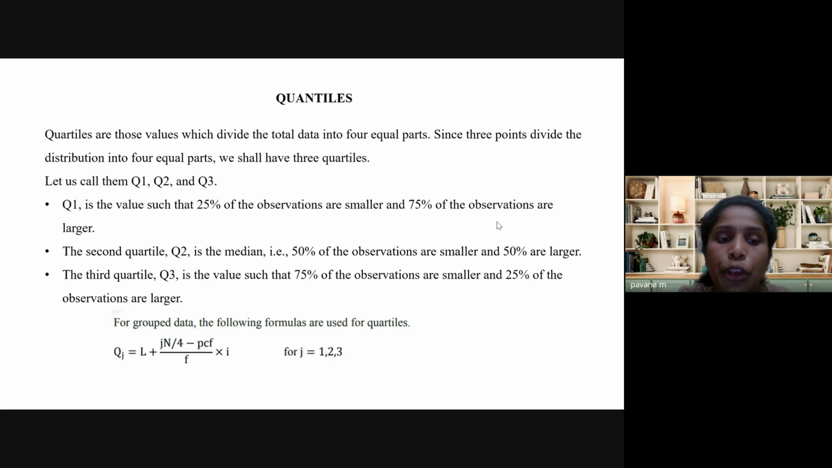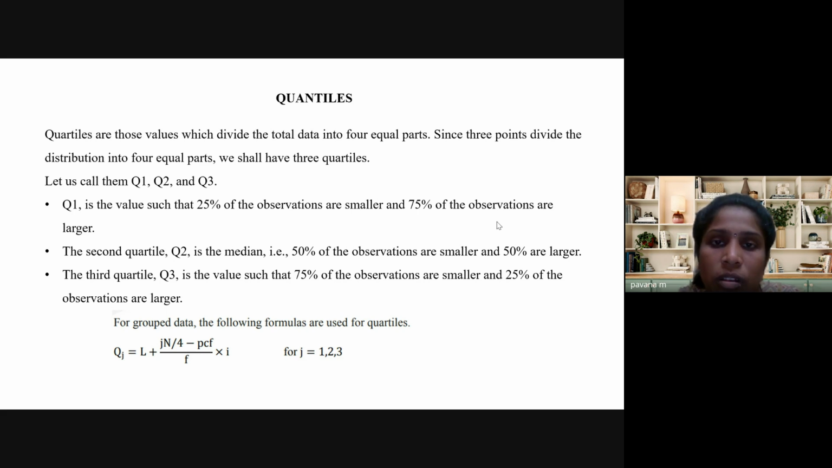So Q1 value means it will divide the whole distribution into 25 observations small and 75 observations large. That means the first quartile. Suppose you have 20 observations, so the first quartile means the first 5 observations. That is 25% of the observations below Q1, and after Q1 you have 75% of observations. So that is nothing but Q1.